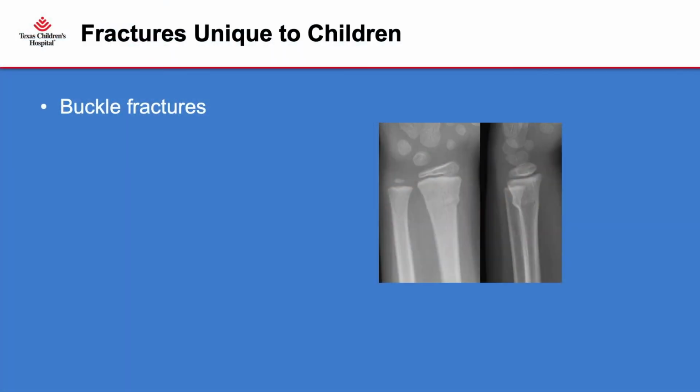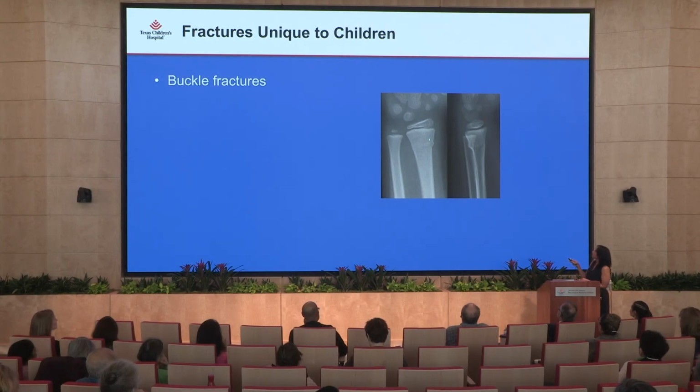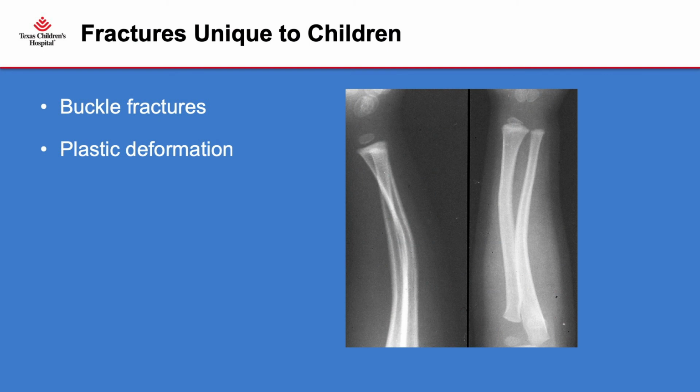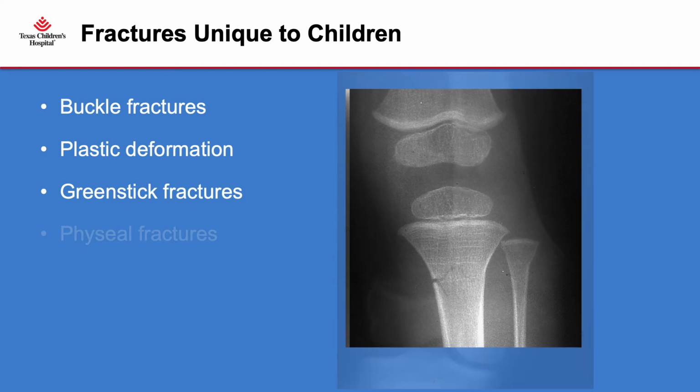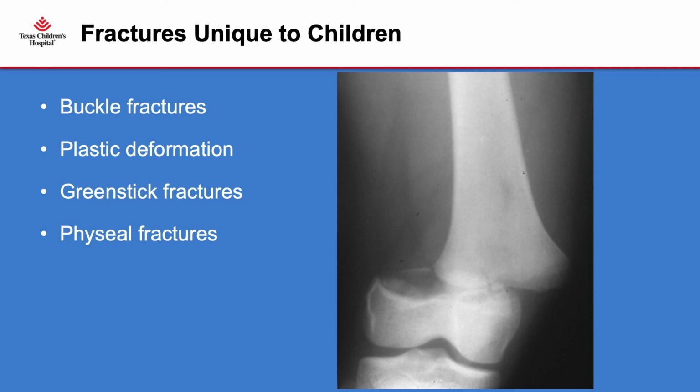And what are some of these fractures? So there are buckle fractures here, where you see just a compression of the bone. You can have plastic deformation, which is a gradual bowing of the bone. Greenstick fractures, which are incomplete fractures, and again, that's because the periosteum is so thick. And then a very severe physeal fracture, a fracture that goes right through the growth plate. And we'll review these a little bit more in detail.